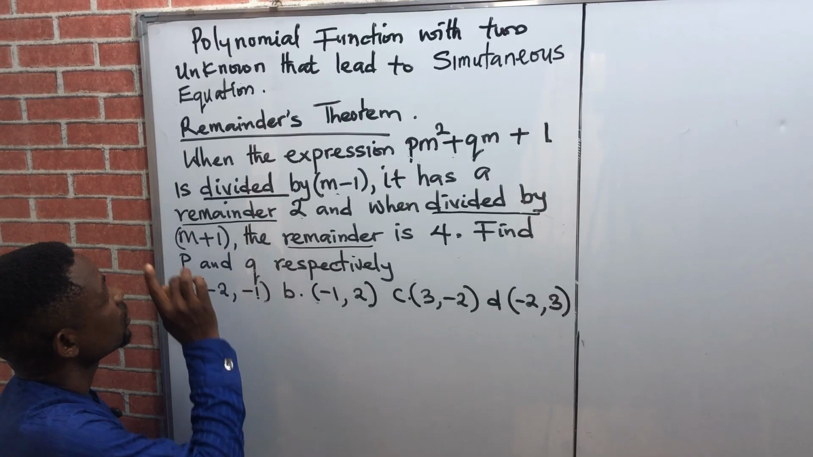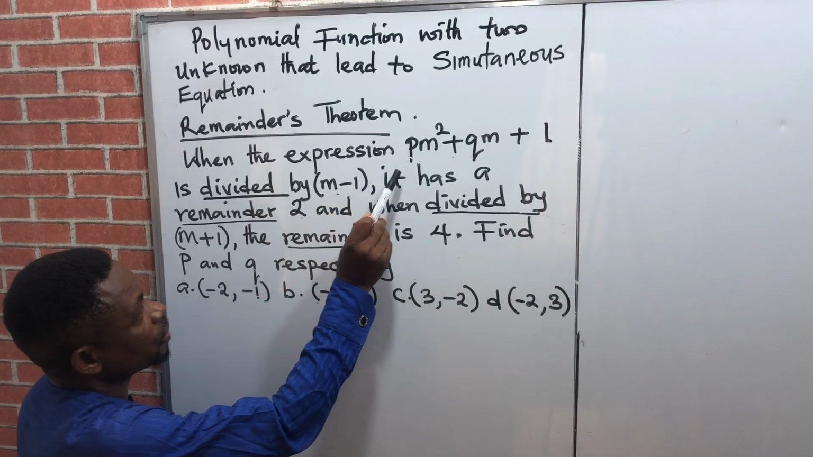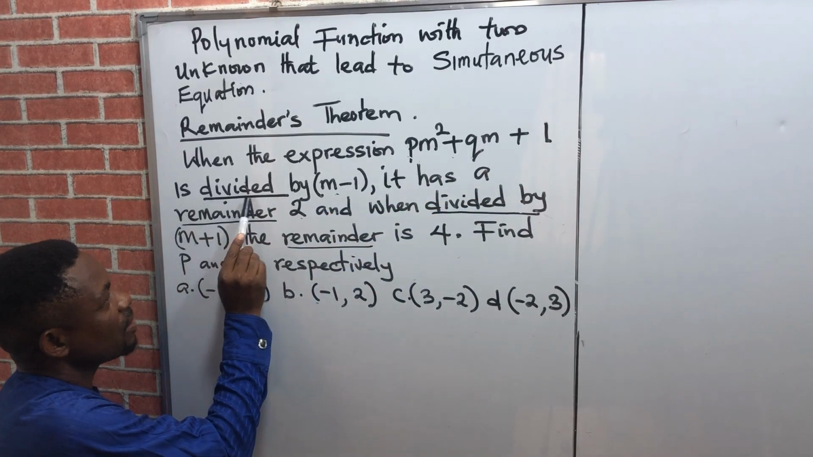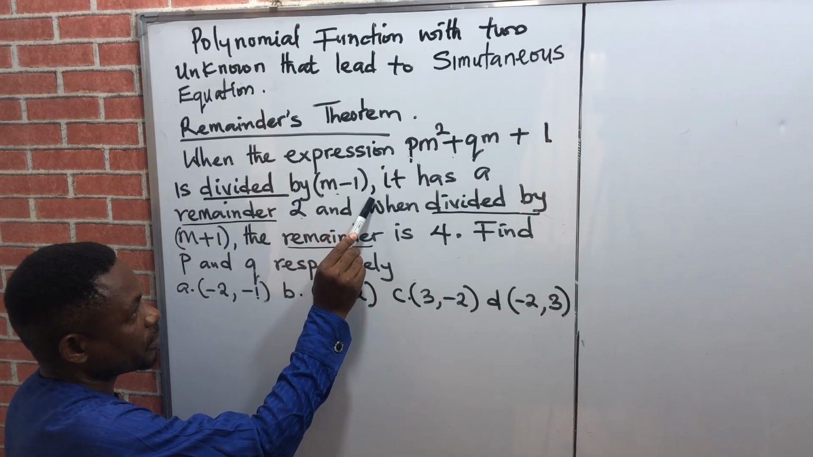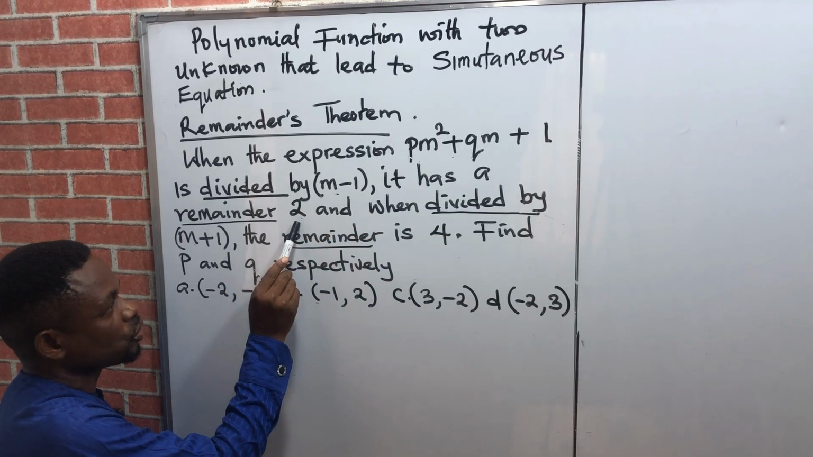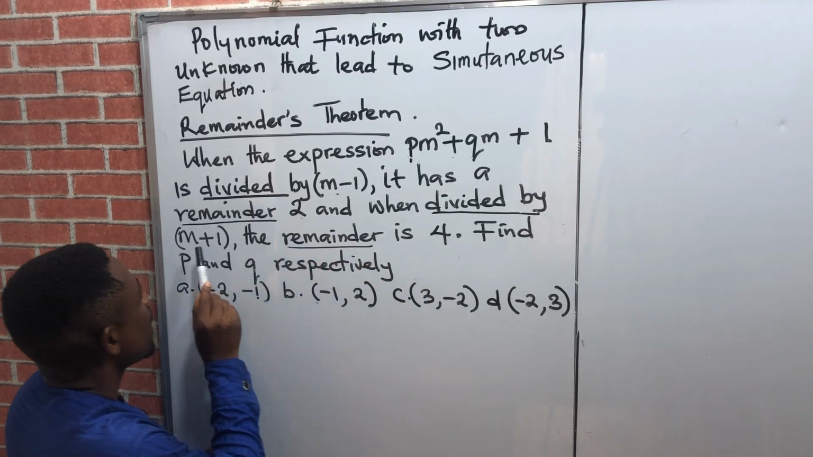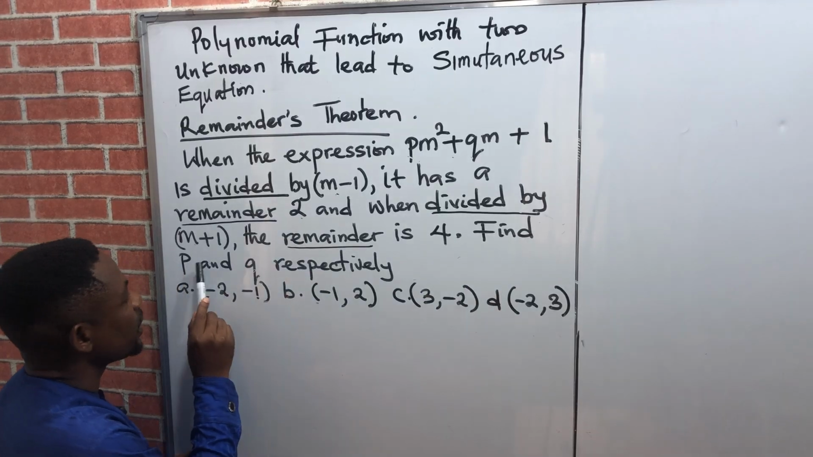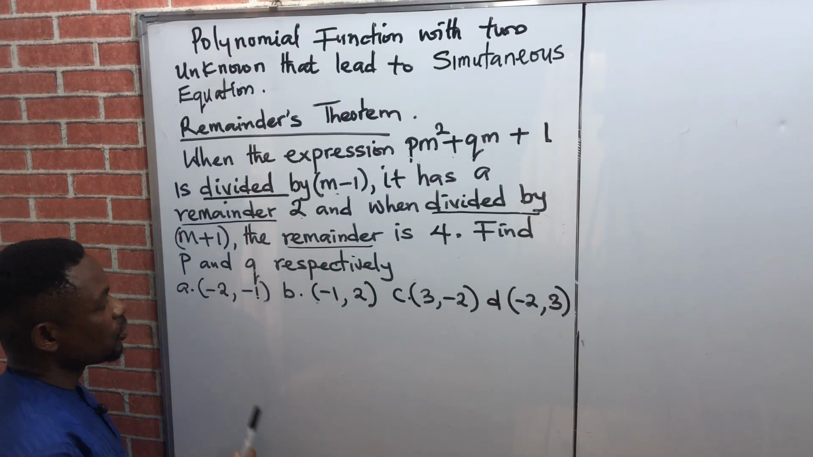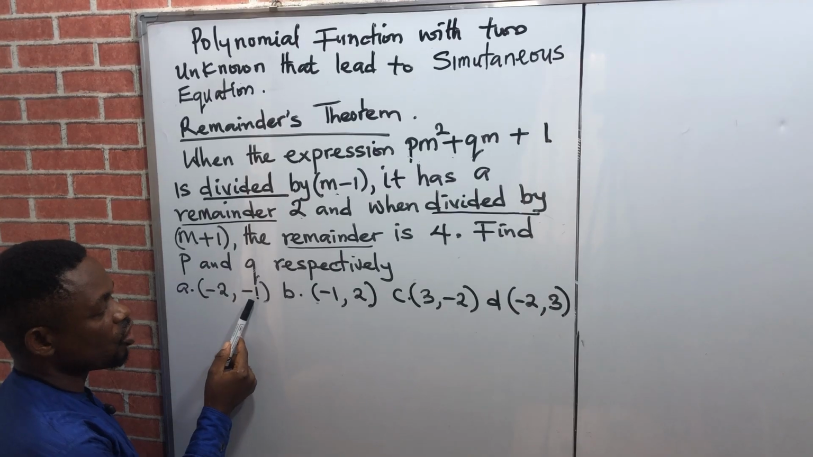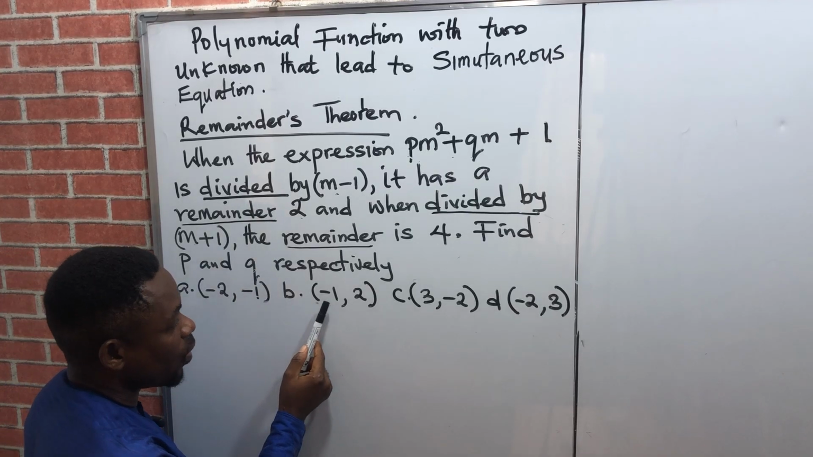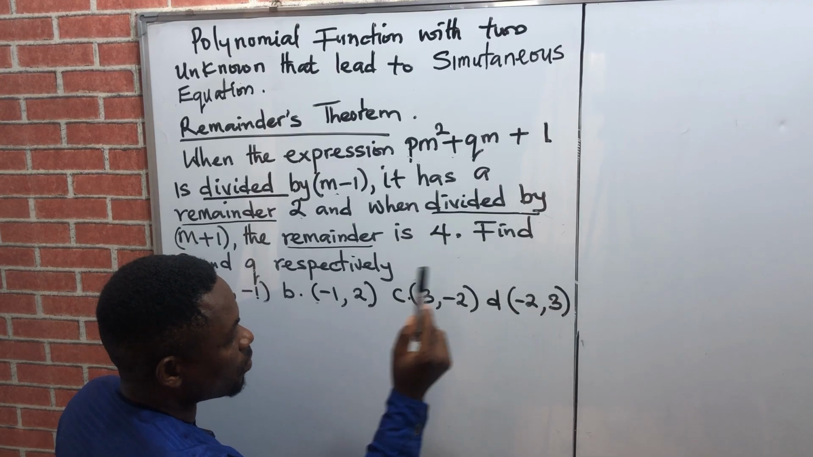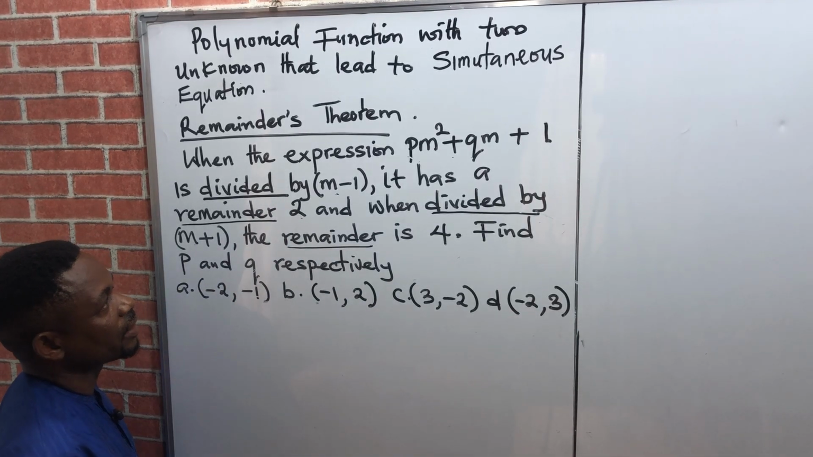What is the question? The question says, when the expression pm squared plus qm plus 1 is divided by m minus 1, it has a remainder 2. And when divided by m plus 1, the remainder is 4. Now, the question is find p and q respectively. Now, look at the options. A, minus 2, comma, minus 1. B, minus 1, comma, 2. C, 3, comma, minus 2. And D, minus 2, comma, 3. Now, I want us to look at the question first.